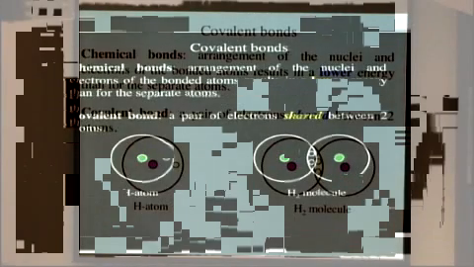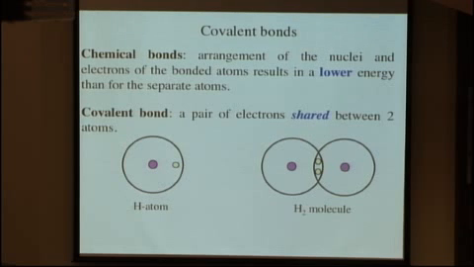So specifically, today we're going to talk about covalent bonds. A covalent bond is any time we have a pair of electrons that is shared between two different atoms. And the key word for covalent bonds is the idea of being shared. One electron, or the two electrons, for example, we see in the H2 molecule, they don't belong to one or the other atom, they're actually shared.